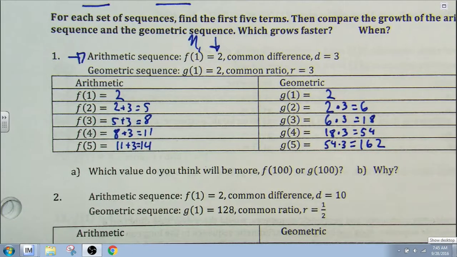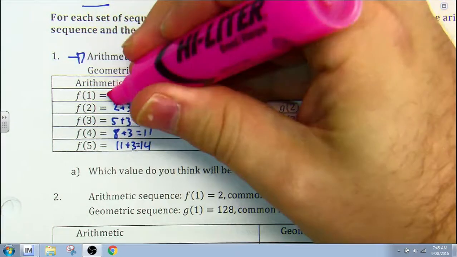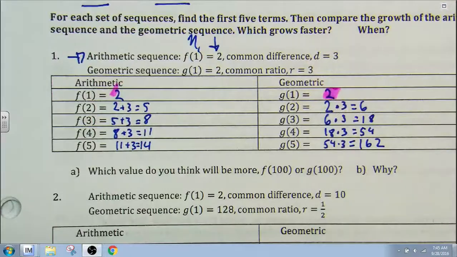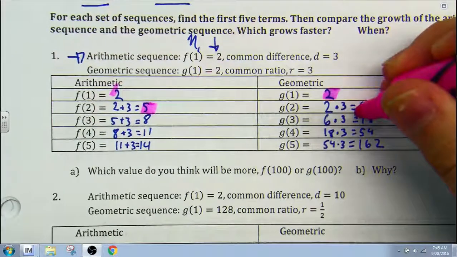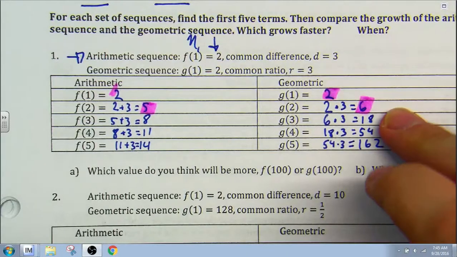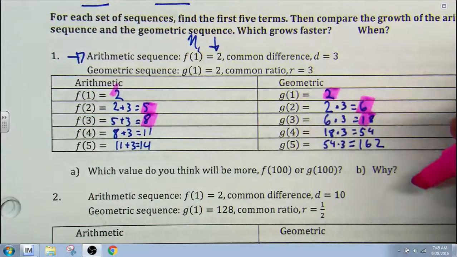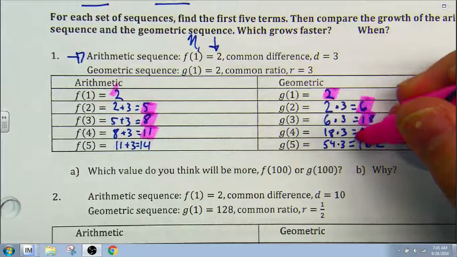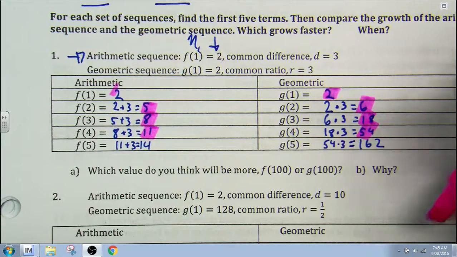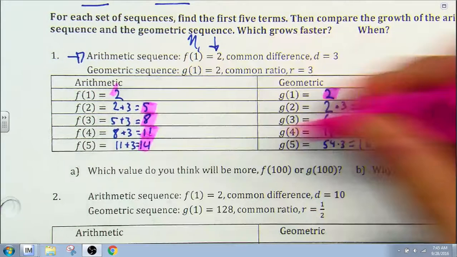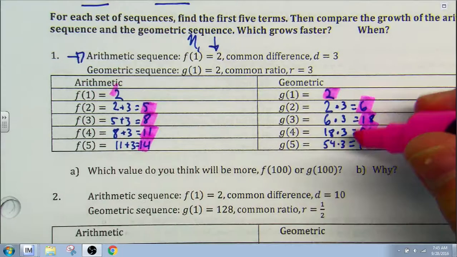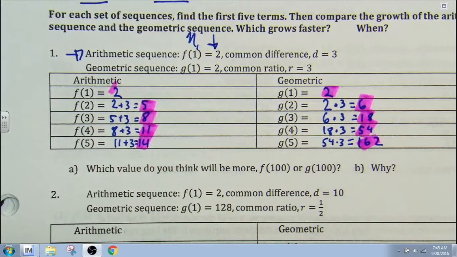What we can see when we compare these two results is just how drastically different these numbers are. 2 and 2 are, of course, the exact same thing. 5 and 6, well, 6 is just slightly bigger than 5. But 8 and 18, now it's a 10 difference. 11 and 54, it's a 40-something difference, 43. And then 14 to 162. We see how very quickly these things are getting away from each other.